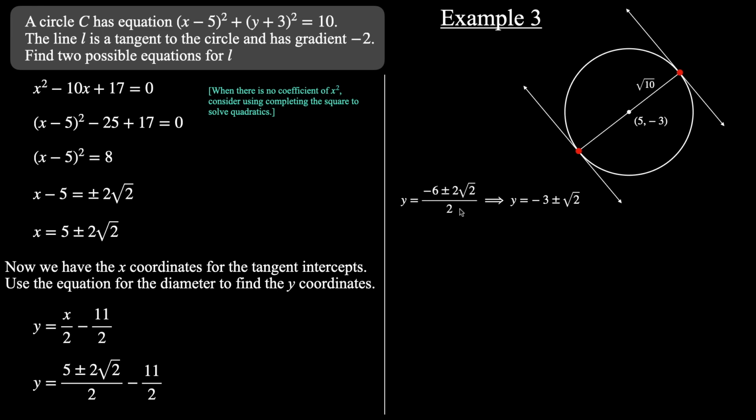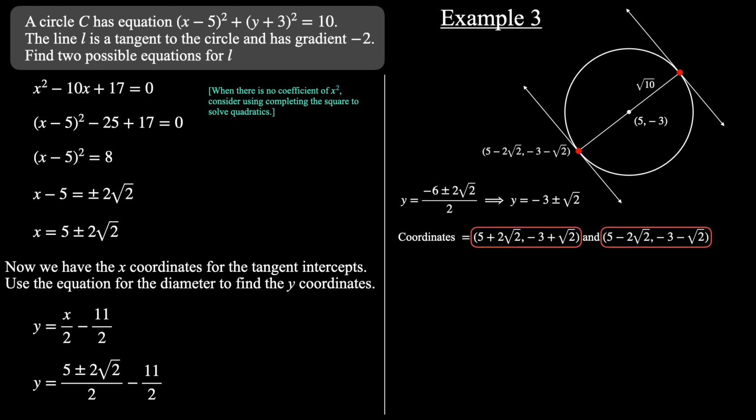So negative 6 divided by 2 is negative 3. 2 root 2 divided by 2 is just root 2. So we get the y coordinates of negative 3 plus or minus root 2. Okay, so our coordinates then are (5 plus 2 root 2, negative 3 plus root 2) and (5 take 2 root 2, negative 3 take root 2). Let's make a note of those on our diagram.